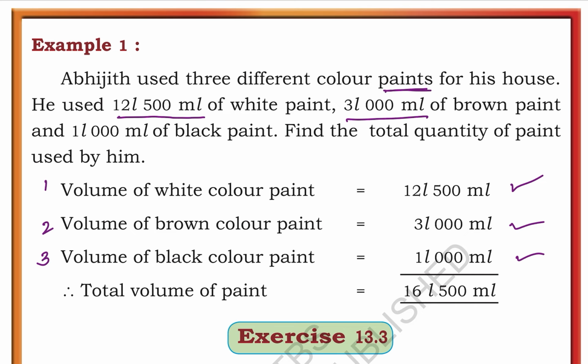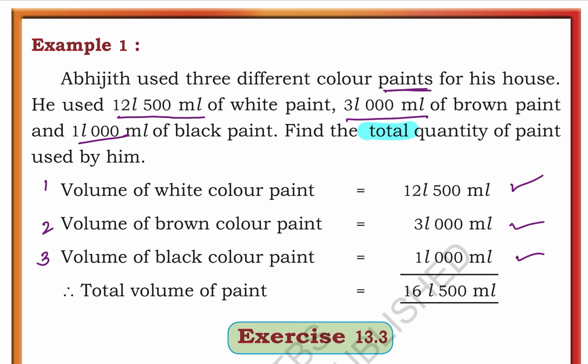Okay. We have noted the given data, and what is asked is to find the total quantity of paint used by him. See the word total. If total comes in a question, then what you must do? You have to add. Find the total quantity of paint used by him means including all the colors, how much is the quantity which he has used. Then we must add all the volumes.